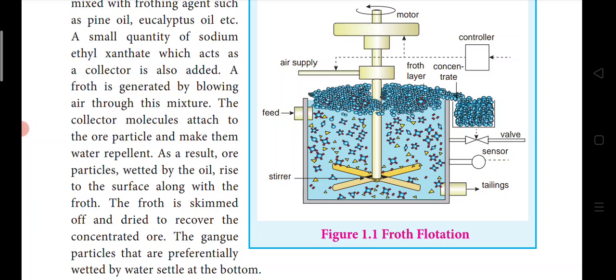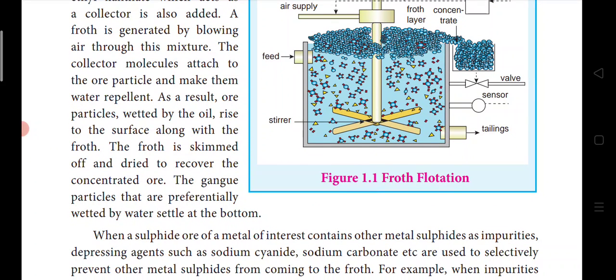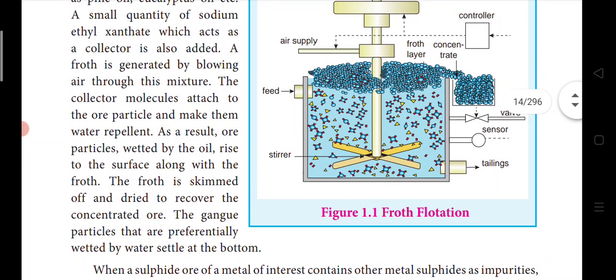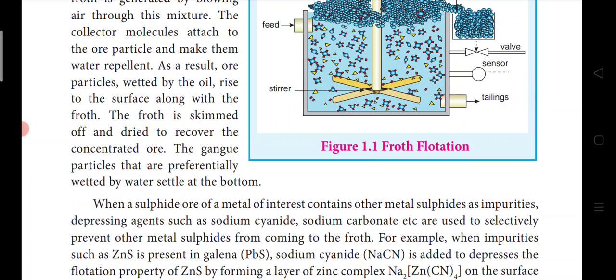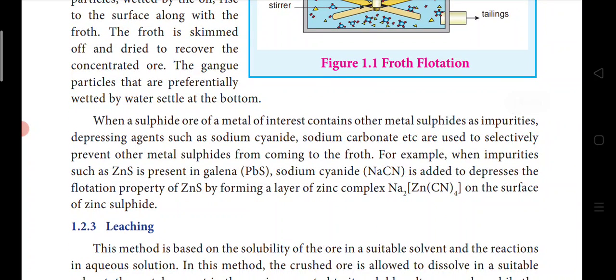Now the sodium xanthate will cover all the main important ore particles, which will bring them up along with the froth. The froth is skimmed off and dried to recover the concentrated ore. You can see it is skimmed off, meaning it is separated on the other side of the container, and then it is dried. The gangue particles that are preferentially wetted by water will settle at the bottom. So we made the gangue particles mix with water, so they will be at the bottom, and the important mineral ores will come up along with the froth, which will be collected separately. Once that is done, it will be dried and then removed.